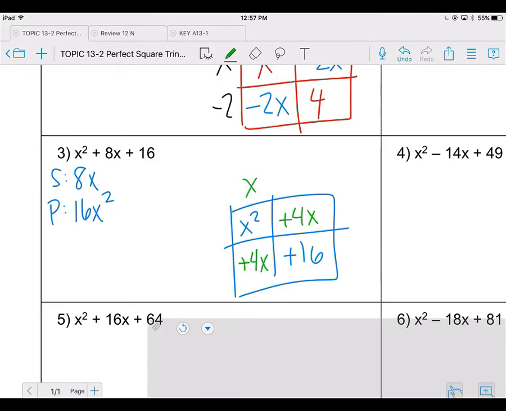So these share an x and a 4, an x and a 4. So my answer is x plus 4 squared because it's written 2 times.